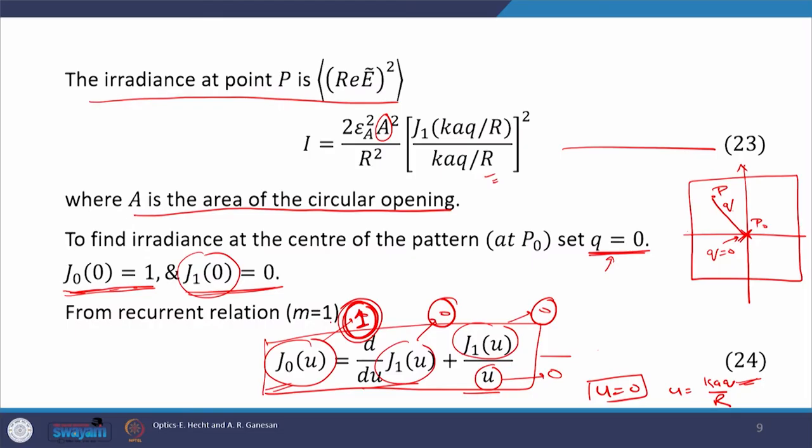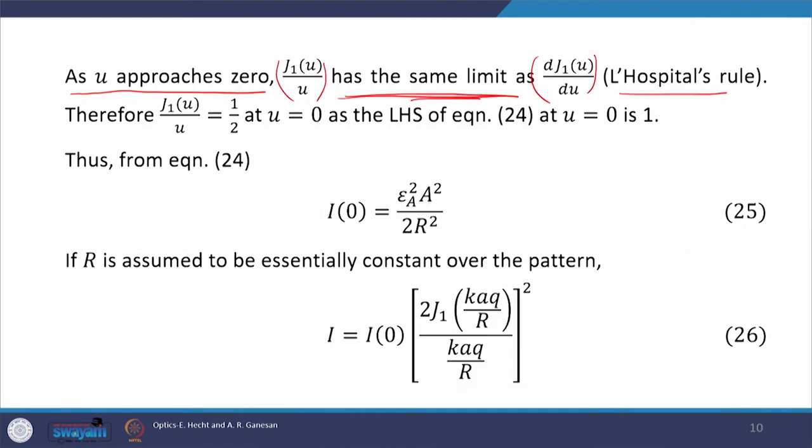The left hand side term has a value equal to 1, while the right hand side of equation 24 has two terms which have the same limit. It means these two terms would be equal and would each be equal to half. Therefore, J1(u) by u would be equal to half as u approaches 0, as the LHS of equation 24 at u equal to 0 is 1.